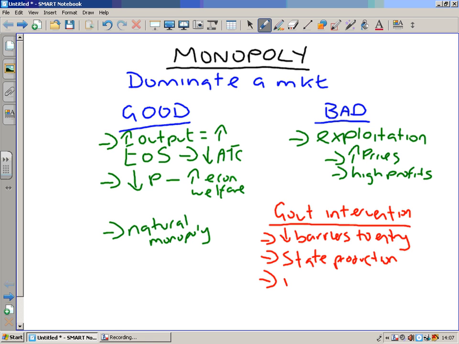The third option is regulation. Here what we do is we allow the monopoly to exist, but we set limits on the prices they can charge people, the profits they can make, and targets they have for economies of scale. If we set in place those regulations, we can make the monopoly work in the best interests of the customer. That is monopoly.